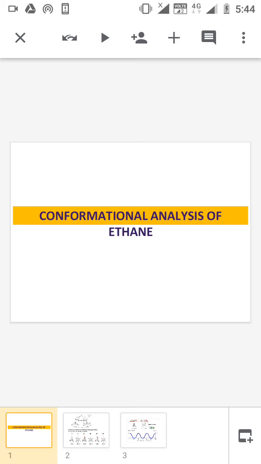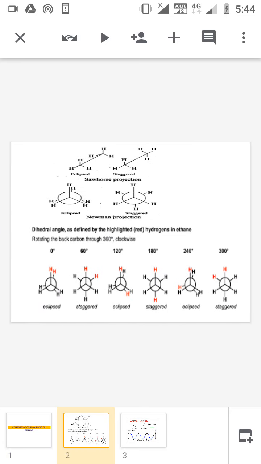Next topic is the conformation analysis of ethane. The molecular formula of ethane is C2H6. The carbon in ethane exists in tetrahedral geometry and the valency of carbon is 4. So in ethane, three valencies of the carbon are satisfied by three hydrogen atoms and the other valency of the carbon atom is satisfied by the other carbon.